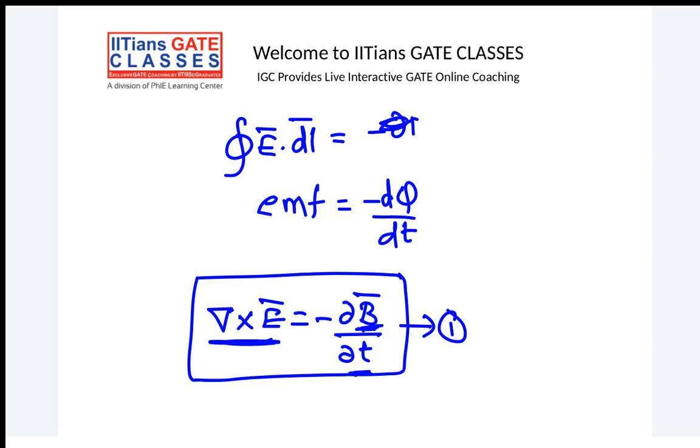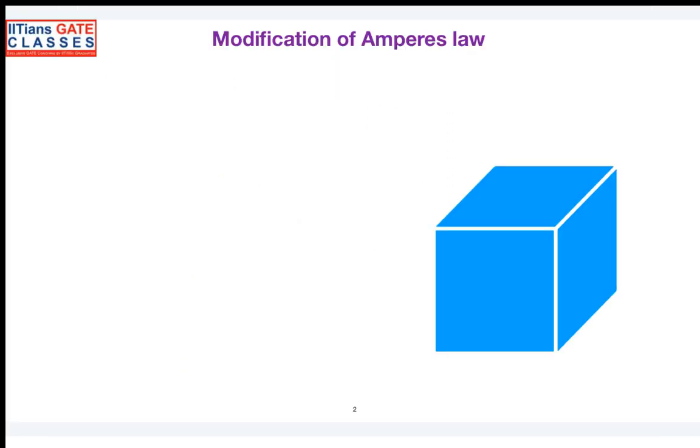Now we will start with the other Maxwell's equation that got changed from the static fields. That is a modification of your Ampere's law. Can you tell me what Ampere's law says? You remember? What is the equation for Ampere's law in vector notation?